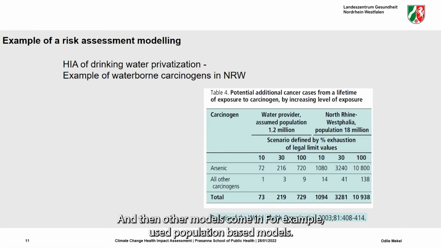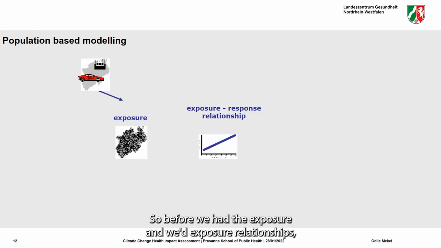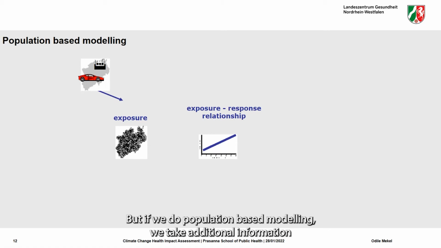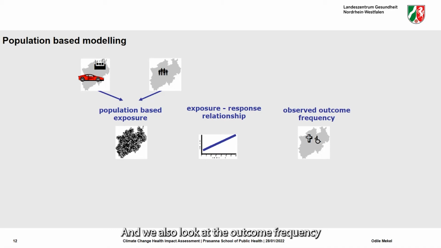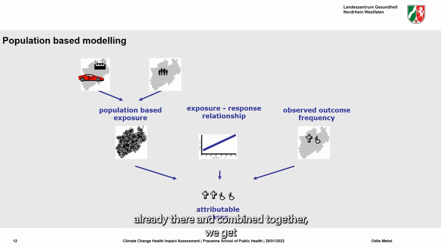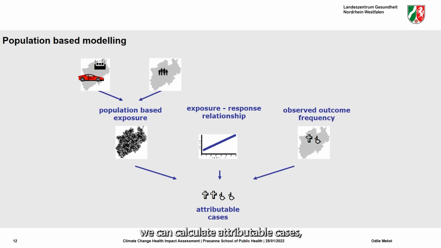And then other models come in, for example population-based models. Before, we had the exposure and the exposure-response relationships. So that's the risk assessment approach used here. But if we do population-based modeling, we take additional information into account. For example, how many people are living in what area, and what exposure levels they experience. And we also look at the outcome frequency already there, and combined together, we can calculate attributable cases. So this is another way of modeling, and you also get other results out of it.